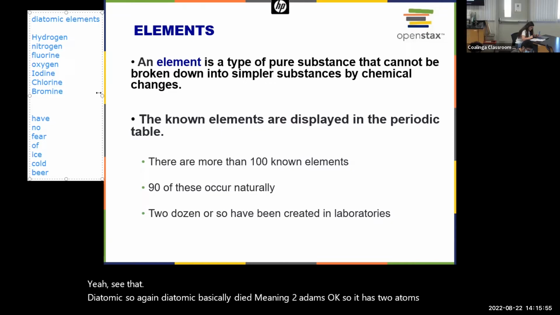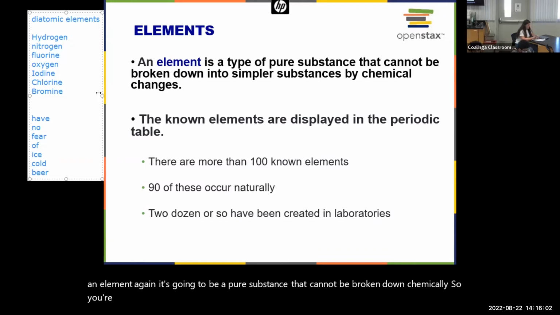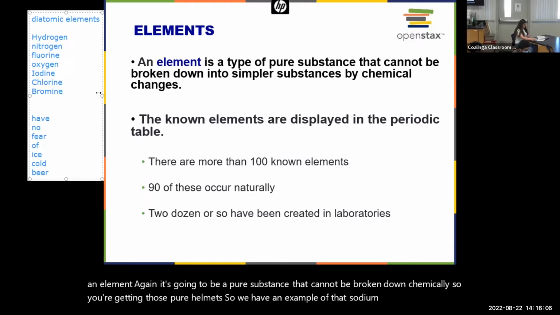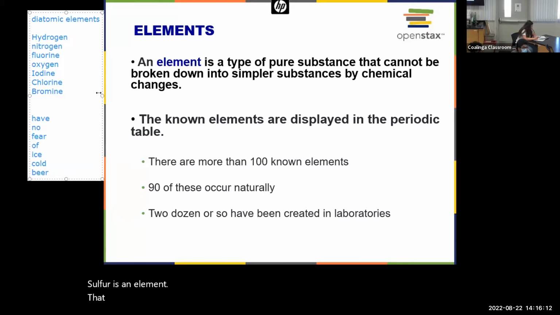So an element again is going to be a pure substance that can't be broken down chemically. So you're getting those pure elements. An example of that would be sodium. Sodium is an element, but it's not a diatomic. Sulfur is an element. That one is actually a polyatomic. Phosphorus is also a polyatomic element. We'll talk about the numbers that they have.